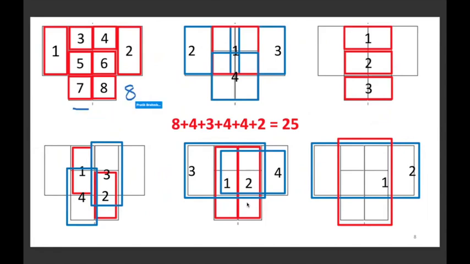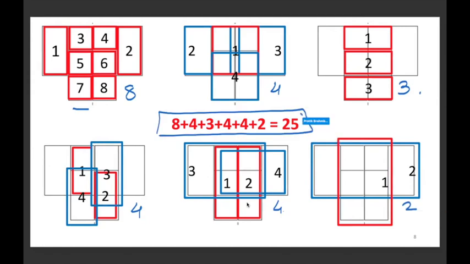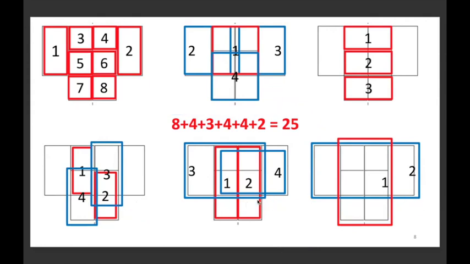Here 8 will come, rectangles, where squares and rectangles are the same. So 8 rectangles here, 4 rectangles, 3 rectangles here, 4 rectangles here, 4 rectangles here, and 2 rectangles here. When you add all of them up, you find the answer to be 25. The correct answer is 25. Okay, we'll move to the next one.